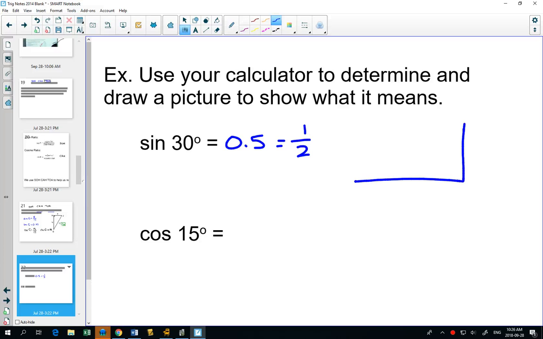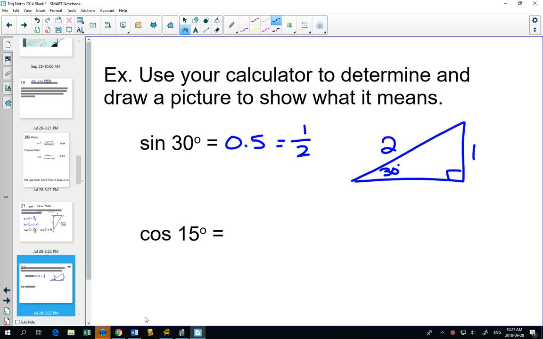So that means I could draw a picture of a triangle. I could label 30 degrees, and I know that the opposite side is 1 and the hypotenuse is 2. Or I could use 2 and 4. Or I could use 6 and 12. Anything that has a ratio of 1/2. In other words, for 30 degrees, you always have your hypotenuse double your opposite side. So if you know the angle is 30, and then you know hypotenuse or opposite, you know the other.